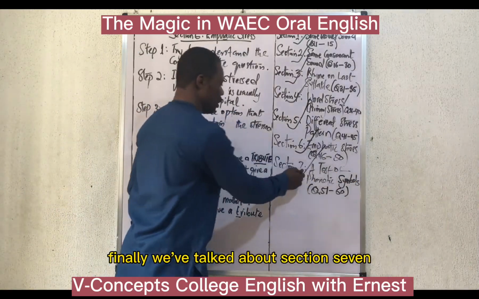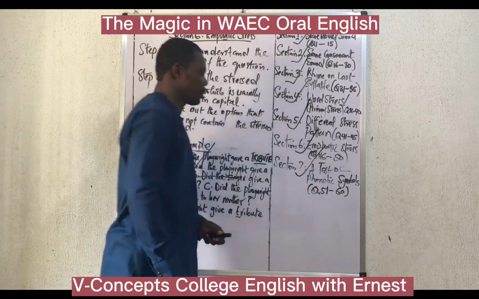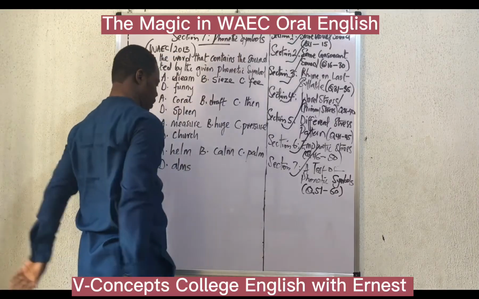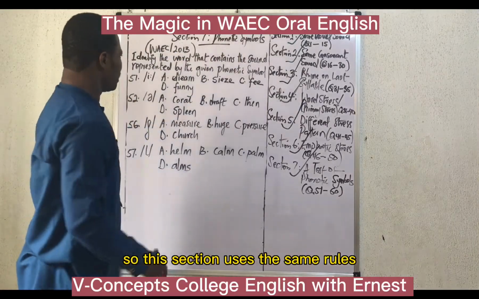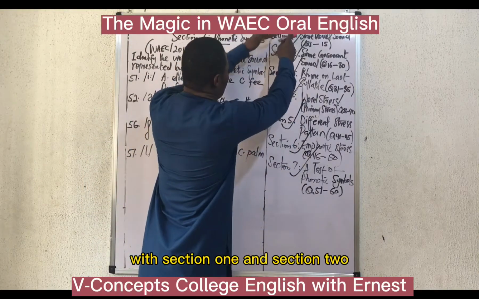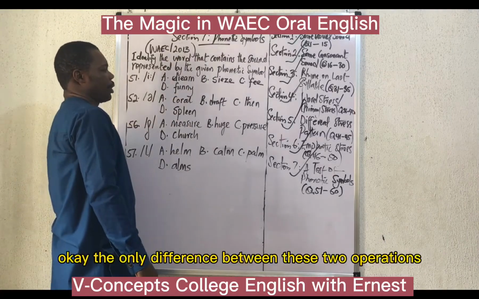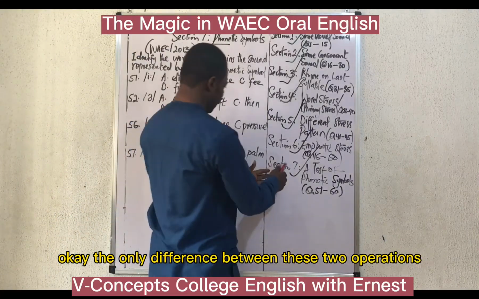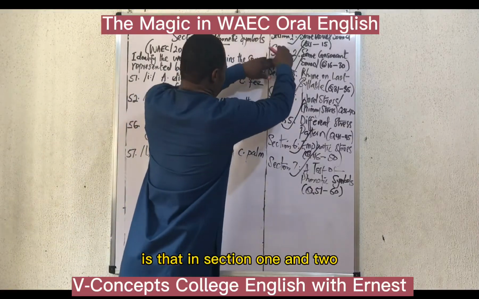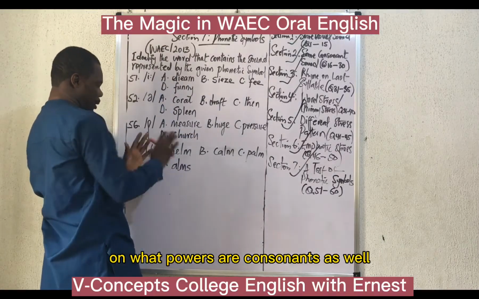Finally, we talk about section 7, which is a test of phonetic symbols. Section 7, a test of phonetic symbols. So this section uses the same rules as section 1 and section 2 as discussed at the beginning of this video. Okay? The only difference is that in section 7, you're going to be tested on vowels and consonants as well.